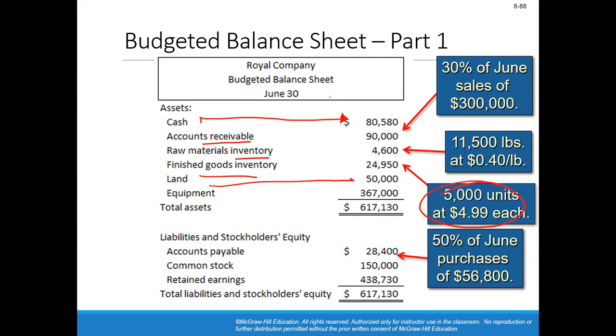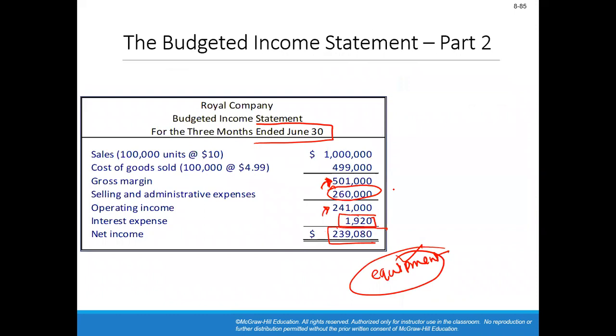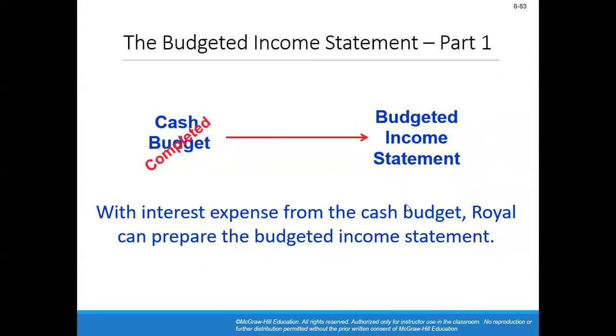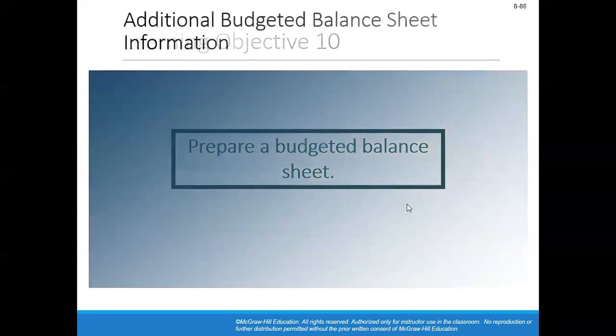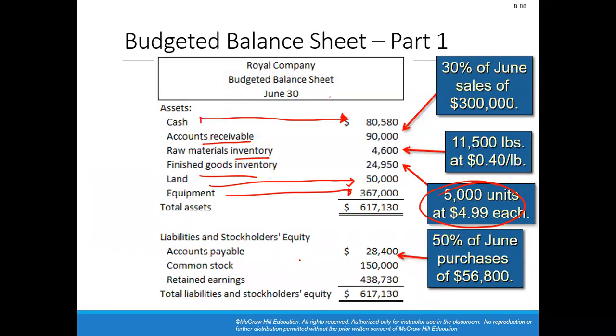Okay, land has been given in the additional information. Equipment 367,000. You see now, it is probably we have how much from the purchase of the equipment, 192,000, and how much is from our additional information? 175,000. Is it the summation of two? I see it is the summation of two, 367,000. Okay, so this is the summation of all assets.